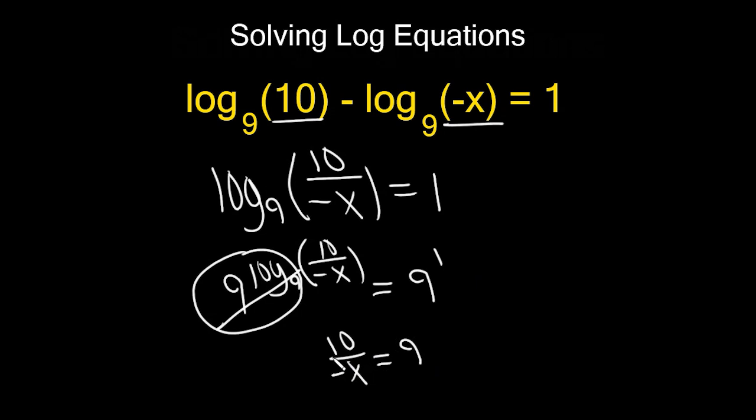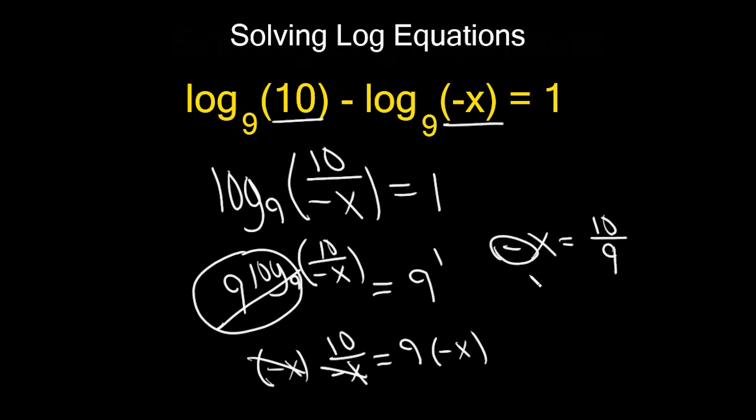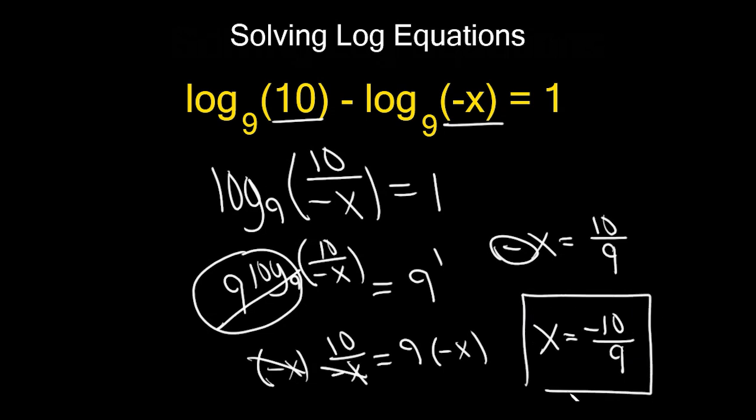What we're going to do here is multiply both sides by negative x. Multiplying both sides by negative x will cancel here, and I multiply this side by negative x. And you can probably see what's going to happen here. I'm then going to divide both sides by 9, and then I'll have negative x equal to 10 over 9. I can't leave the negative here, so I'm going to divide both sides by negative 1, meaning my final answer is x is equal to negative 10 over 9. And there it is.